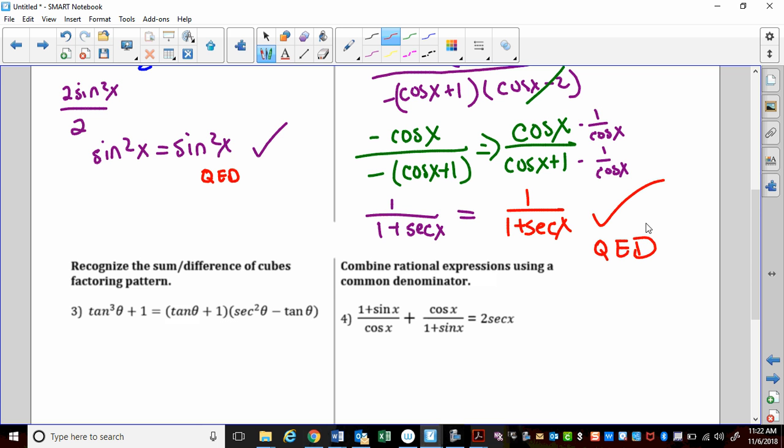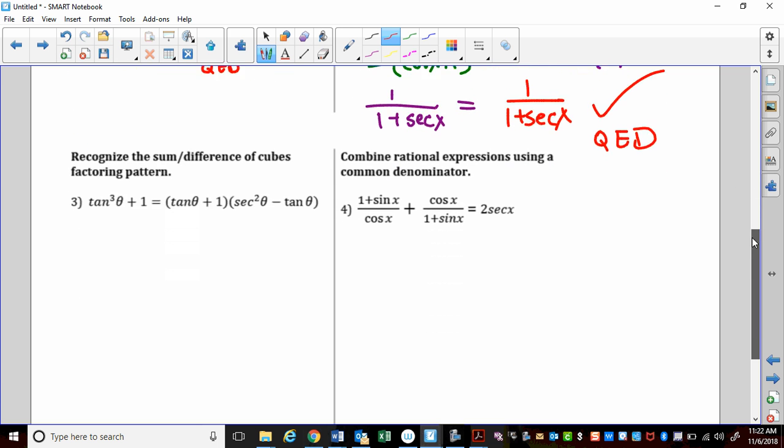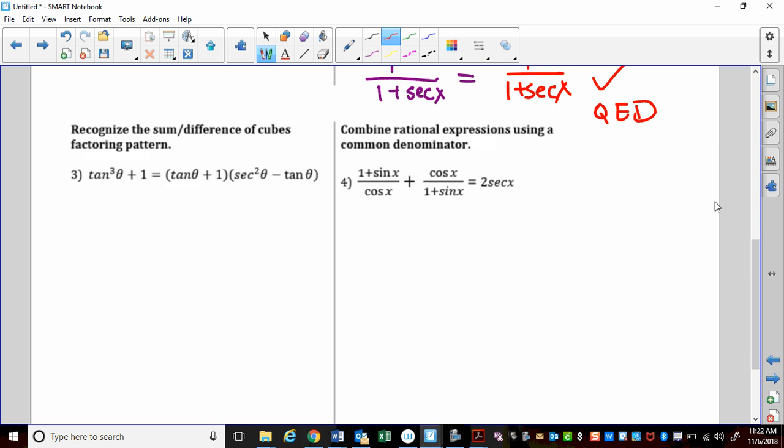Let's try this one with a difference of cubes. So it says that tangent cubed theta plus 1 is equal to this. Well, it kind of looks like this is more complicated, but we have a formula for tangent cubed theta, so it might be actually easier to manipulate this one because we have a formula for cubics.